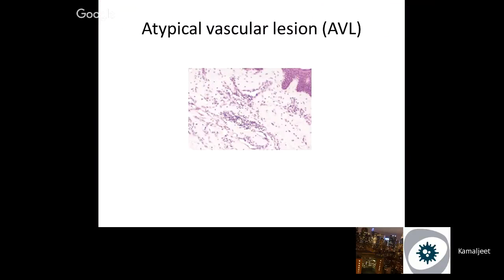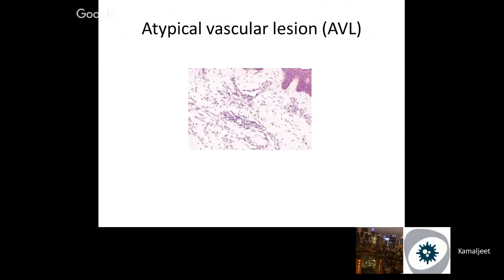One lesion that is worth mentioning is AVL, atypical vascular lesion. Question for the angiosarcoma: is a MYC stain useful for that or not? Yeah, I'm going to come to that. So basically, MYC is useful. In post-radiation angiosarcoma, they usually have MYC amplification, so you can demonstrate it by FISH or by IHC.